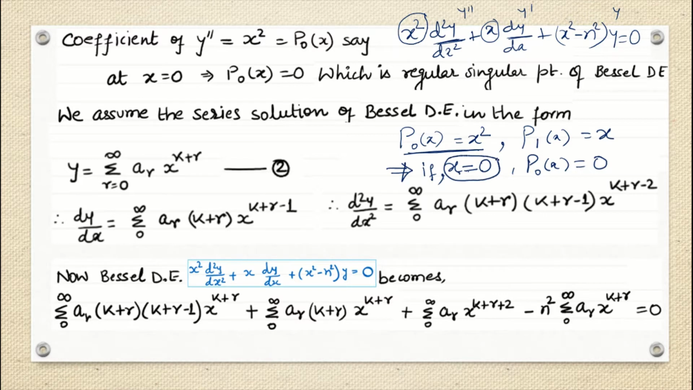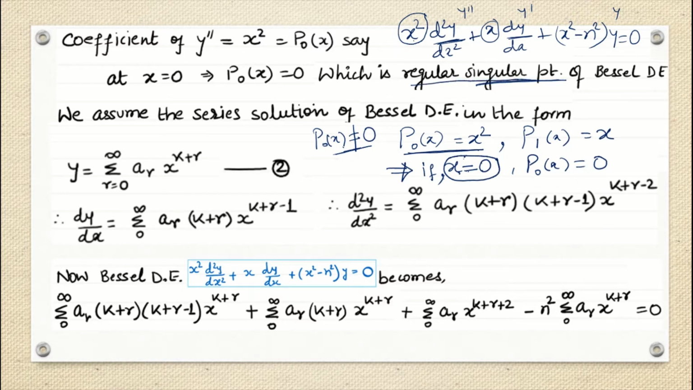We know that there is something called a singular point and something called an ordinary point. So what was the ordinary point? If p naught x, the coefficient of d2y by dx square, was not 0, then that would say this is my ordinary point. If p naught x is 0 at x equals 0, then for sure x equals 0 is the singular point of the Bessel differential equation. We'll come to know that this is actually the regular singular point of the Bessel differential equation.